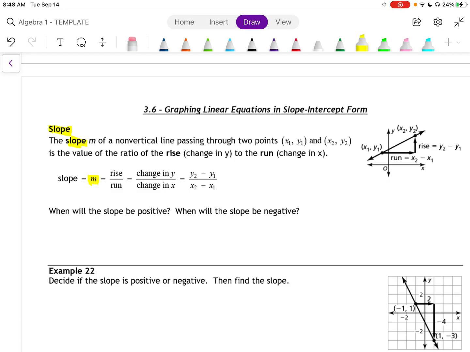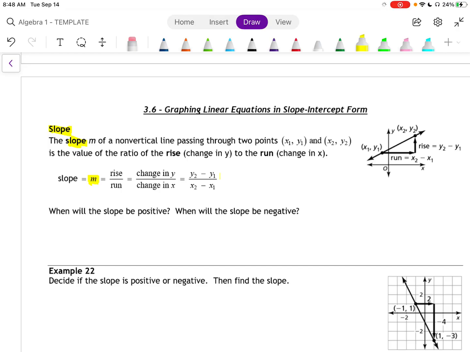We think about it as being rise over run. Okay, rise, you could change and you could say that that's the change in y, right? How much does it change up and down? And then run is left to right. How much does it change left to right?